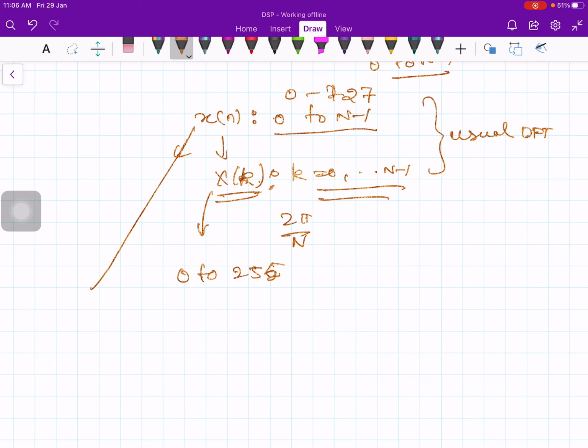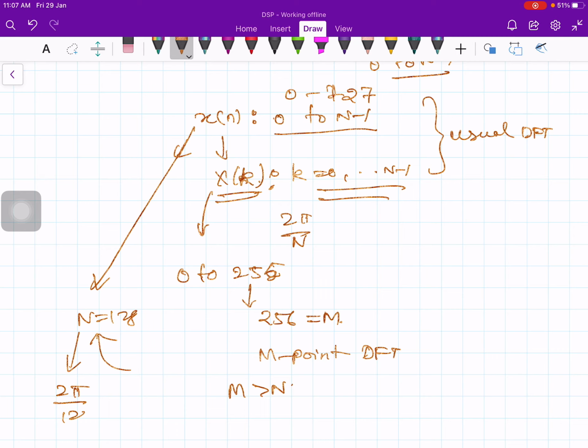So here the N value is 128 and here the value is 256. Let me call this capital M. So instead of doing an N point DFT, I would like to compute an M point DFT, where M is greater than capital N. How will you do that? If you take the N point DFT, then you divide 2 pi by 128. If you take the M point DFT, then it is 2 pi divided by capital M, which is 2 pi divided by 256. But in the given time domain sequence, I have only 128 sample points. How can I do that? And here M is much greater than capital N.